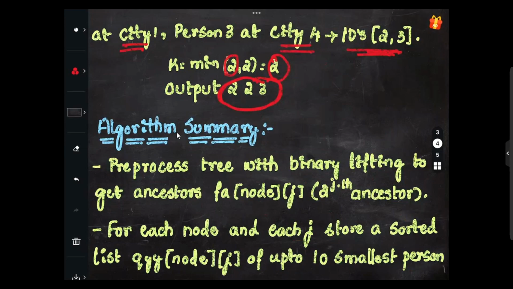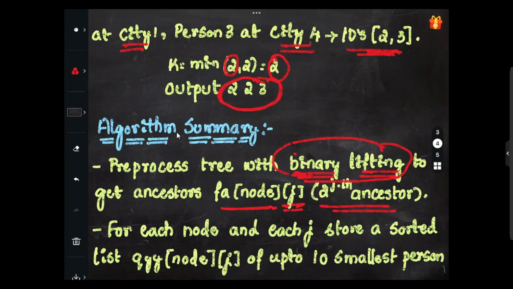So what we will be doing within the code, mainly, just listen to this carefully. The same thing will be articulated in the form of code, yeah? So we will process the tree with binary lifting, yeah? We will be processing the tree with binary lifting to get the ancestors FA of this one node J, nothing but the 2 to the power of jth ancestor, right?